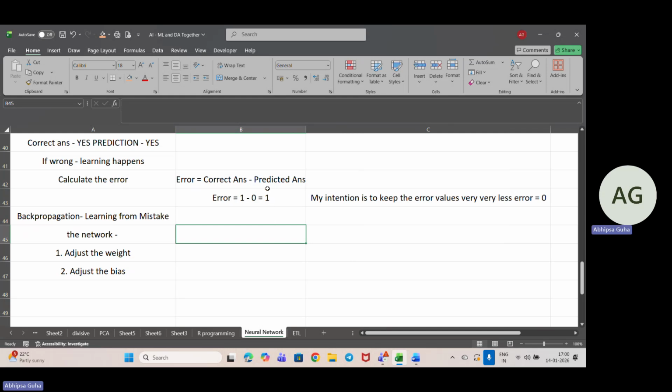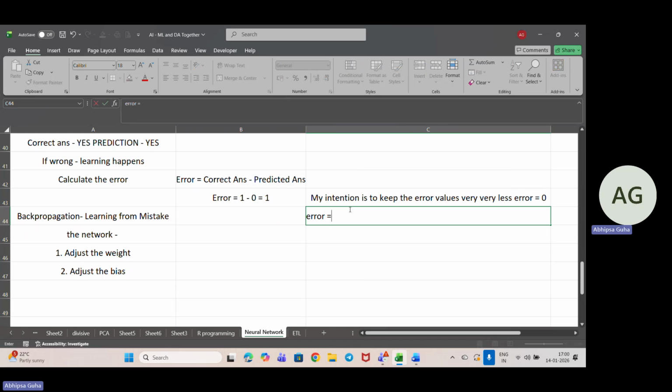So now my error is 1. I want to make it 0. My actual answer is 1. That I can't change. What I can change is my predicted answer, right? So I can change my prediction from 0 to 1 by adjusting the weight and adjusting the bias. This is what I can do, and then at the end my error value will come up as 0. This is my intention and I want to do this. So this is how things are taking place accordingly.